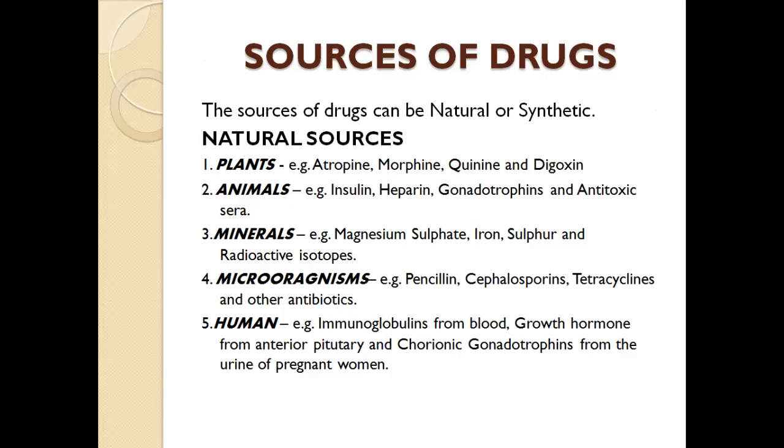Next, animals. Example: insulin, heparin, gonadotrophins and antitoxic sera. Then minerals, example: magnesium sulfate, iron, sulfur and radioactive isotopes. Microorganisms, example: penicillin, cephalosporins, tetracyclines and other antibiotics. And from human beings, the examples are immunoglobulins from blood, growth hormone from anterior pituitary and chorionic gonadotrophins from the urine of pregnant women.